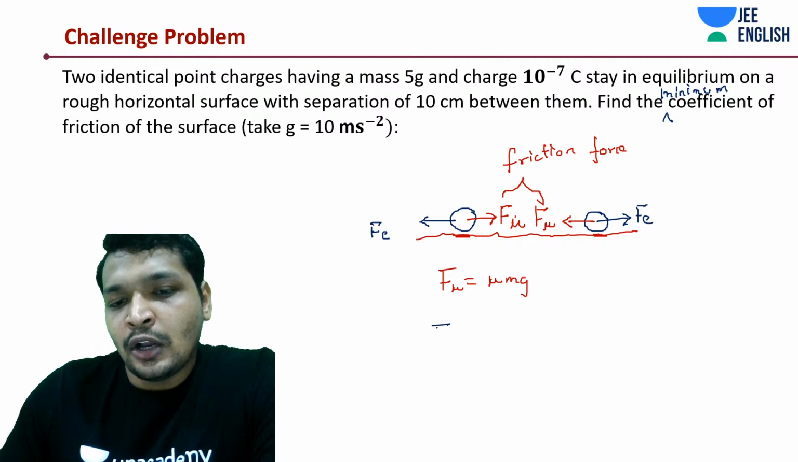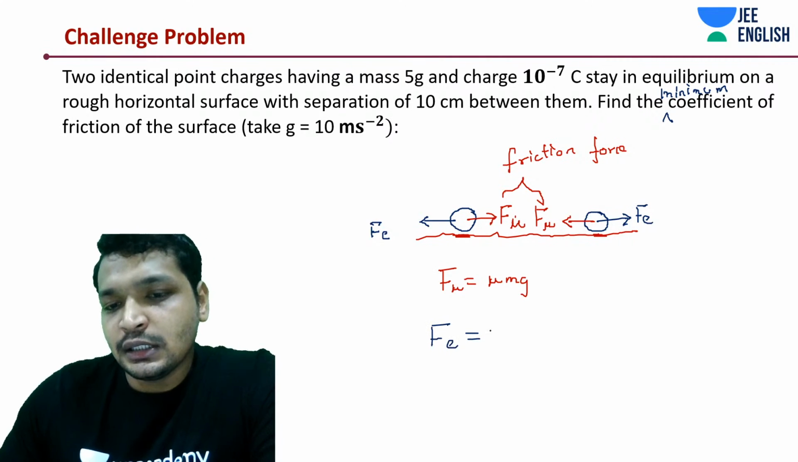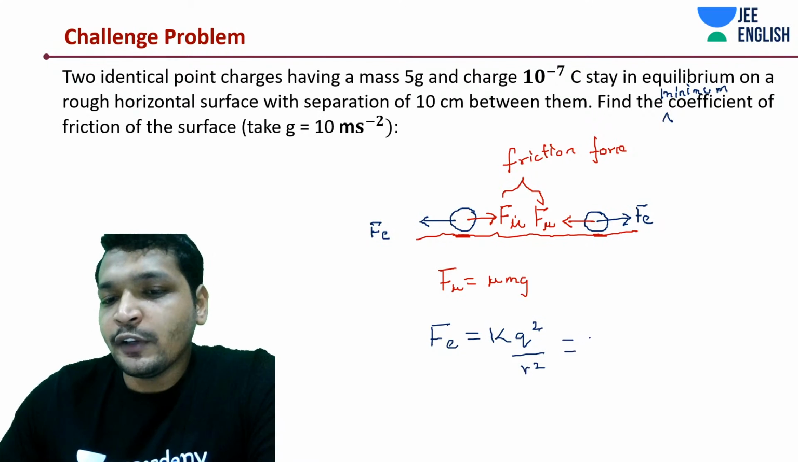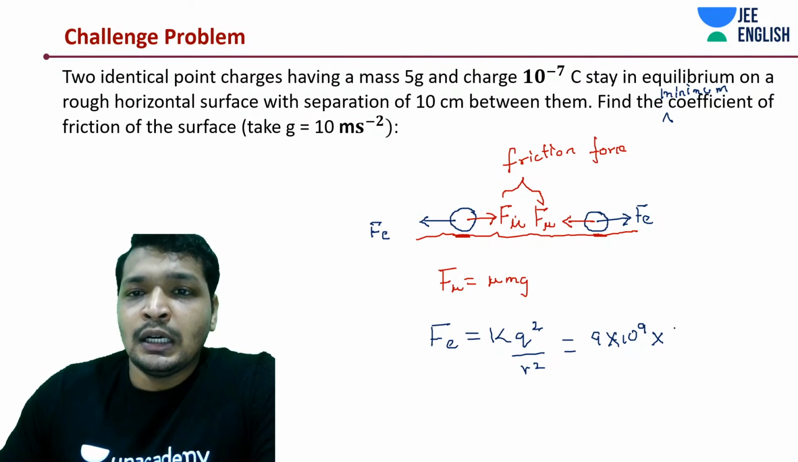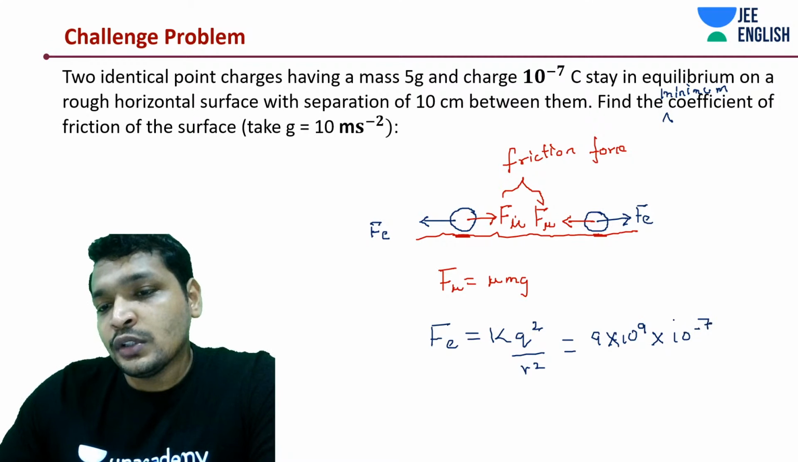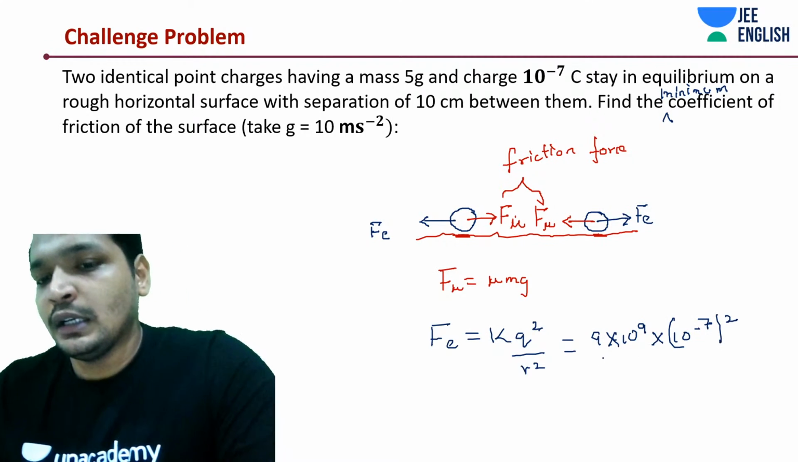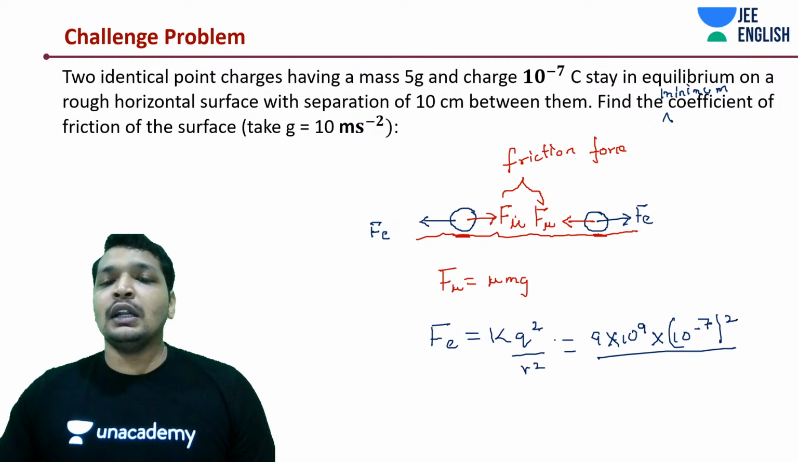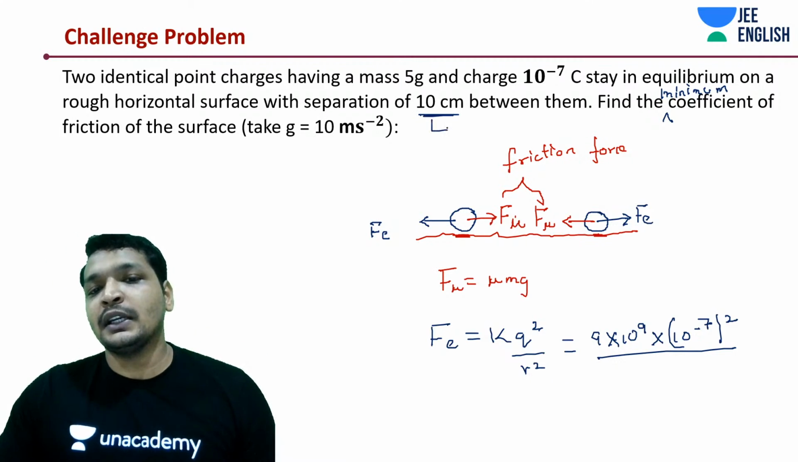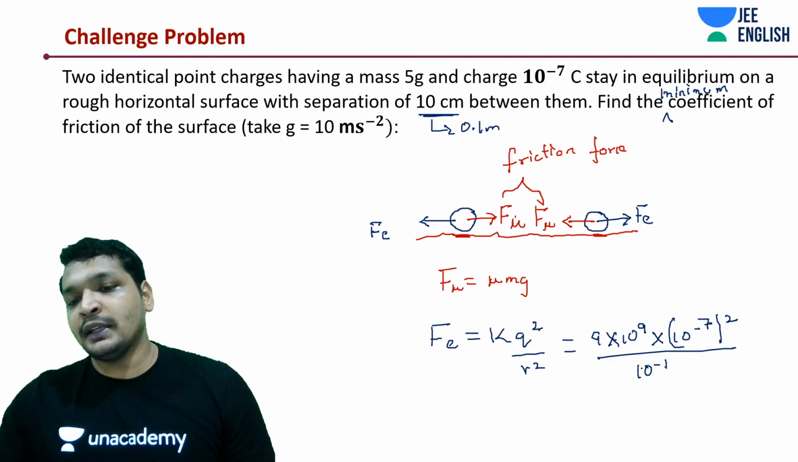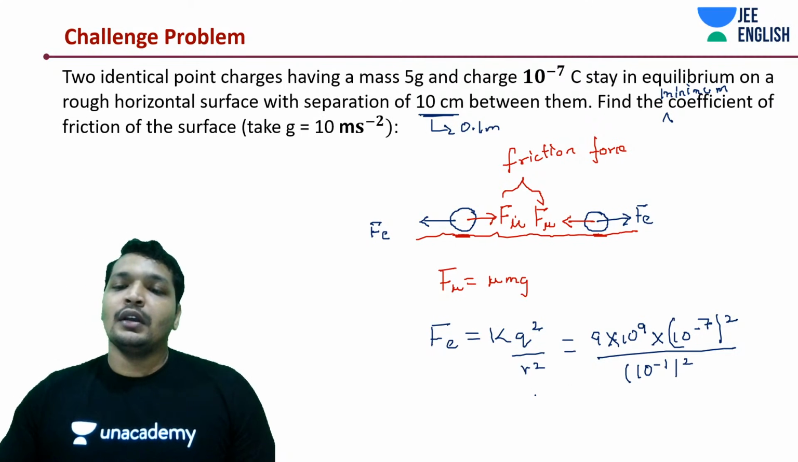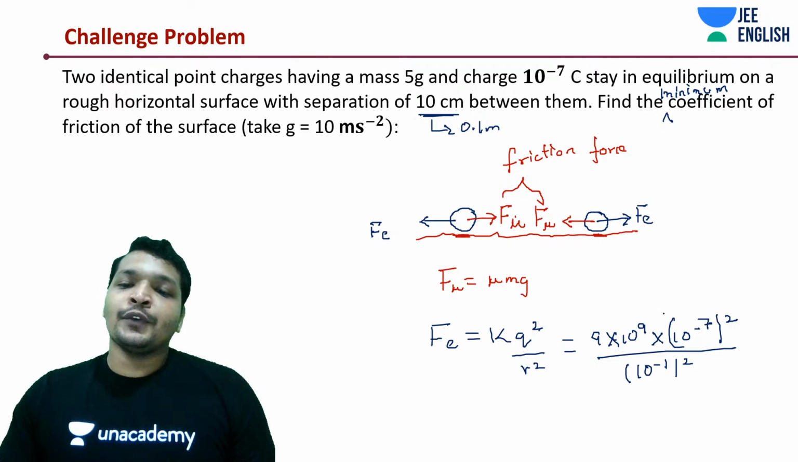Now the thing is, how about the electrostatic force? Identical charges, K into Q square by R square. What is the value of K? 9 into 10 to the power 9. They are all in vacuum. So how about Q square? Q square is 10 to the power minus 7 coulomb whole square, divided by R square. How much is R? R is 10 centimeters. Written in meters, it's going to be 0.1 meters. So this is again 10 to the power minus 1 whole square. Right? So that is 10 to the power minus 14 plus 9 plus 2.